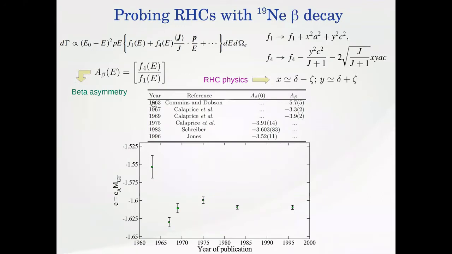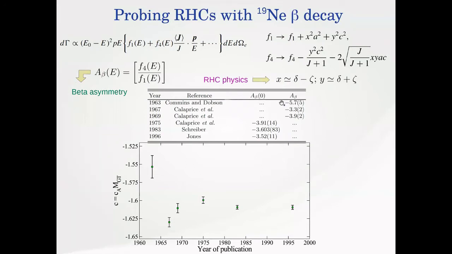So it has been measured several times, in 1963 by Cummins and Dobson, and then subsequent times by the same group at Princeton. And they always got answers that were not really in good agreement with one another. But you can see here, this one has A beta 0 and this one has A beta. A beta 0 is essentially the beta asymmetry for zero kinetic energy. So they plot the beta asymmetry as a function of the kinetic energy of the positrons, and they find the intercept, the zero intercept for that, and that is the integrated value.